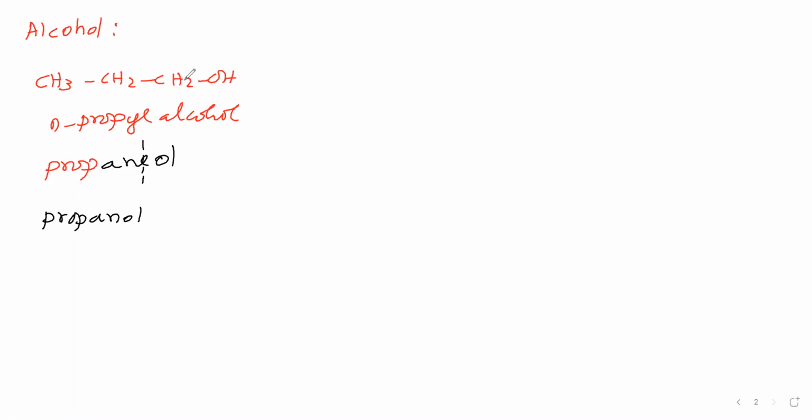Propanol is the name of this compound. Next, we have taken this compound. Here the second carbon has 2 methyl groups, therefore we can use the word iso. There are 3 carbon atoms, therefore propyl. And the OH group we can say as alcohol: isopropyl alcohol.